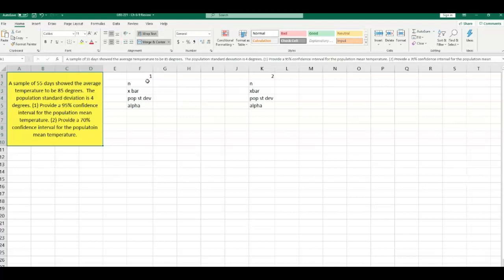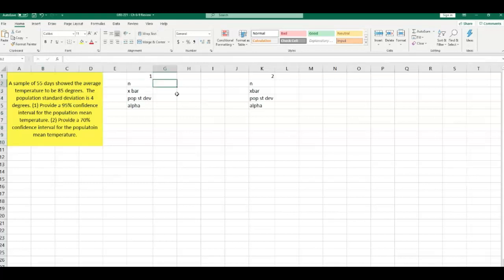So once again, we need to think about what we're told. So we're told our n, our sample size, is 55. Our x bar, the sample mean, is going to be 85. Our population standard deviation is 4. And now that's going to be the same for both of our intervals, right? So we can put that over here as well.